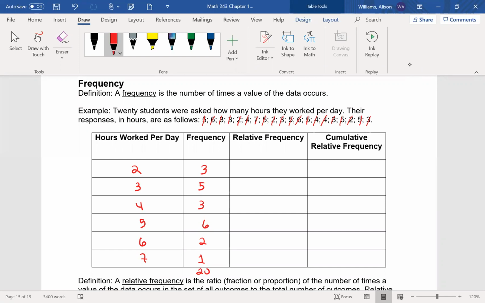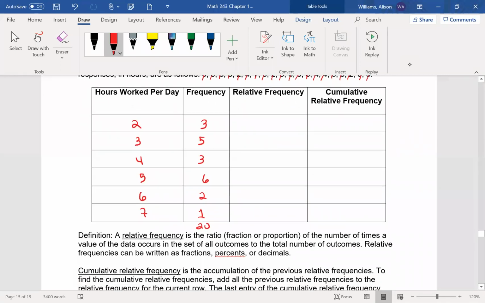Okay, now this next column says relative frequency, and actually the definition for that is right below. So a relative frequency is a ratio, or it could be thought of as a fraction or a proportion, those are other words for ratio, of the number of times the data value occurs in the set of all outcomes to the total number of outcomes. So in other words, for hours per day worked of 2, there were 3 people out of 20. That's how you would write the ratio of that. So that's how we write the relative frequency.